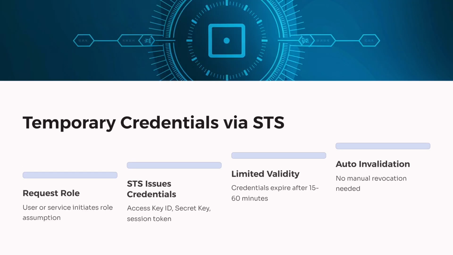When a user or service assumes a role, AWS STS steps in. It issues temporary security credentials: an access key ID, secret key, and a session token. These credentials are valid for a limited time, typically 15 to 60 minutes, and are automatically invalidated when they expire. You define which entities are allowed to assume roles using IAM trust policies.